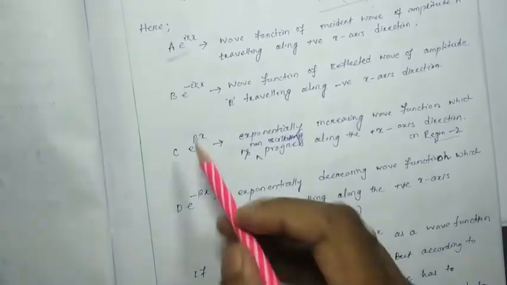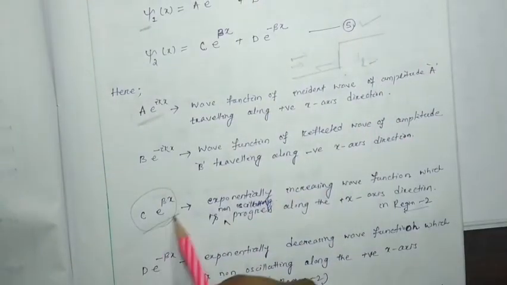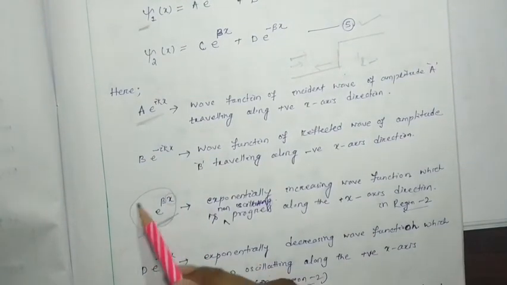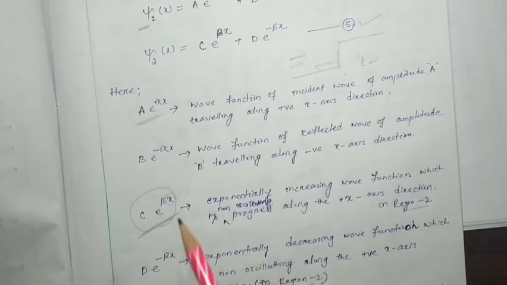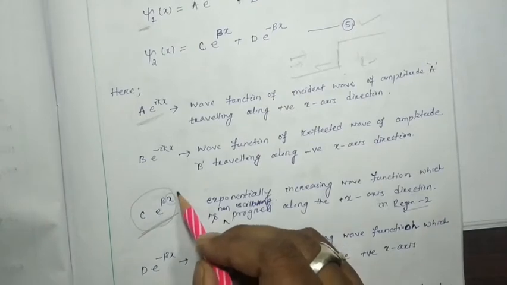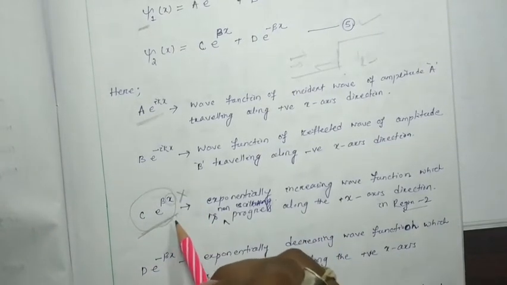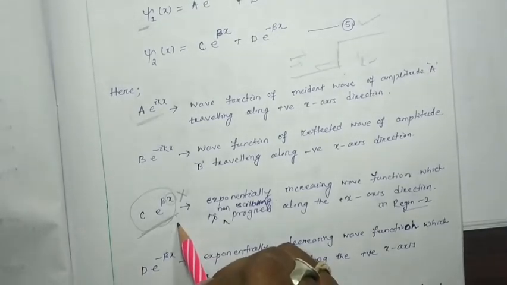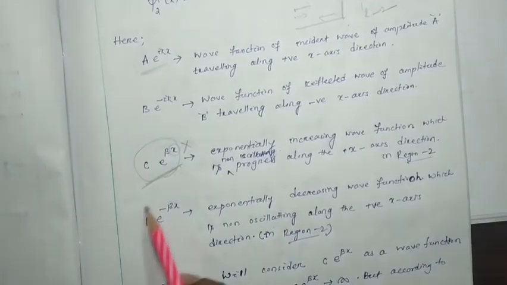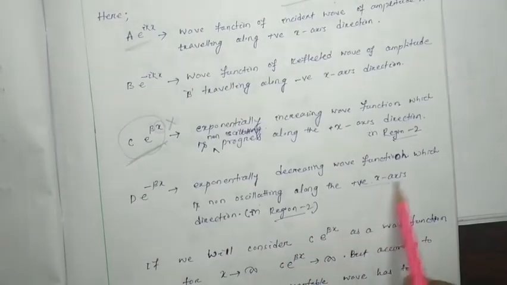So if we consider that the wave function exists in this region, then it will not be valid, because if we put x equal to infinity, the whole term will be infinite and will not obey the boundary condition. So this wave function is not going to be considered. This exponentially increasing wave function is not considered in region 2. But here an exponentially decreasing function is there, which decreases continuously along the positive x-axis direction.